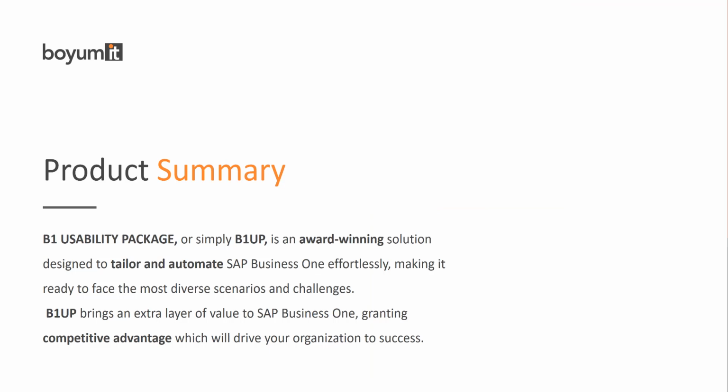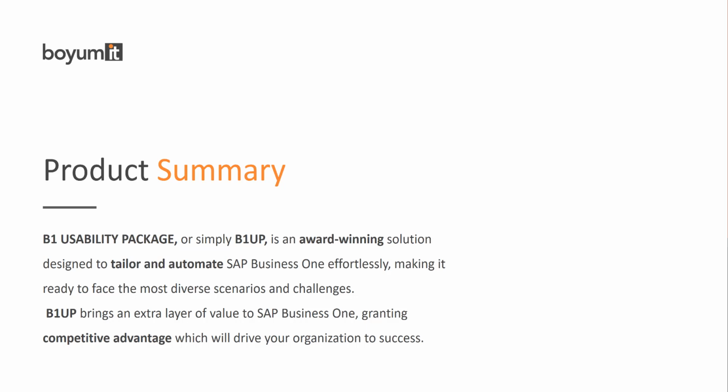What is the B1 Usability Package? The B1 Usability Package, also known as B1 UP, is a simple SAP Business One add-on which allows you to customize SAP Business One for your needs. You can tell the system your rules and design the screens to your needs. This will help you to save lots of time and be more productive.